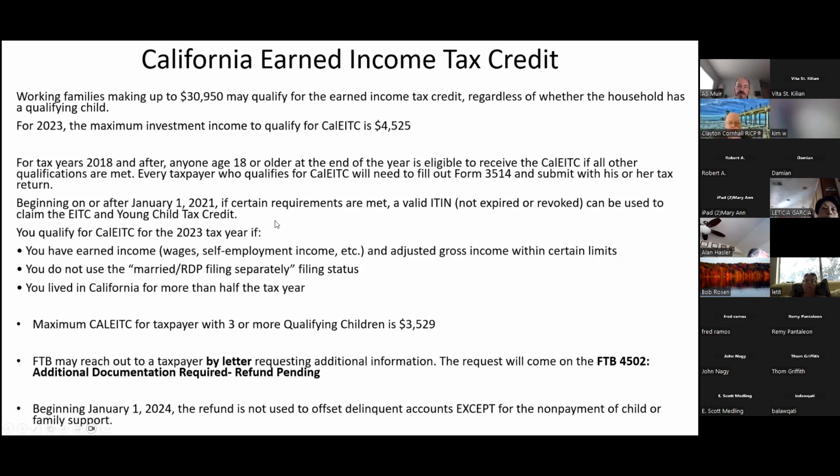So again, for the purposes of California EITC, you can get this for an ITIN holder. And again, going down here in these rules, earned income, there are limits, the AGI, and of course earned income. And it says here for California, you're not using a married filing separate or a registered domestic partner filing separate. And again, this is something we don't do in the VITA program. We're not going to prepare a separate return. And then you have to live in California more than half the year.